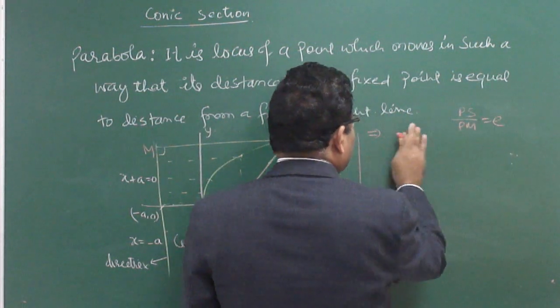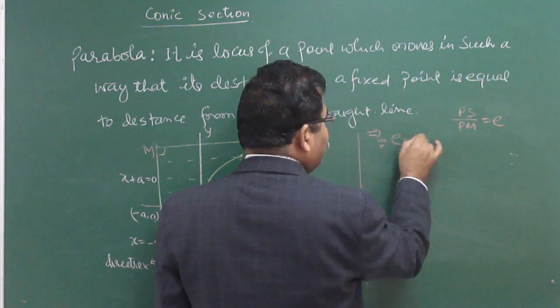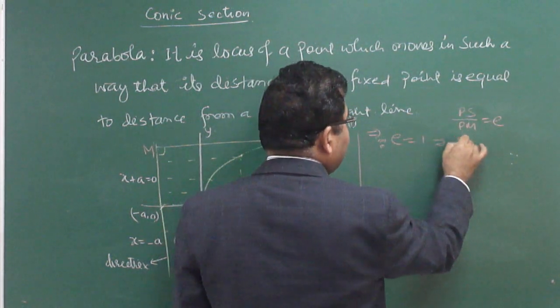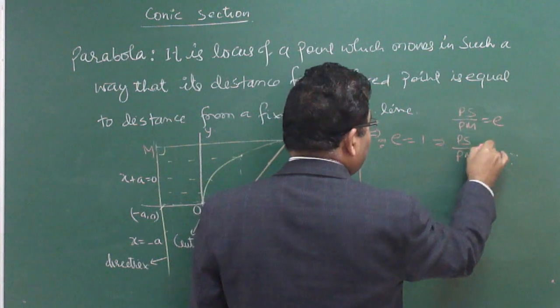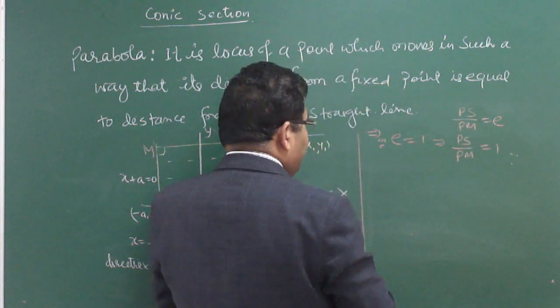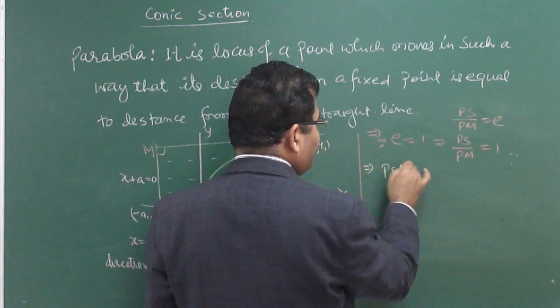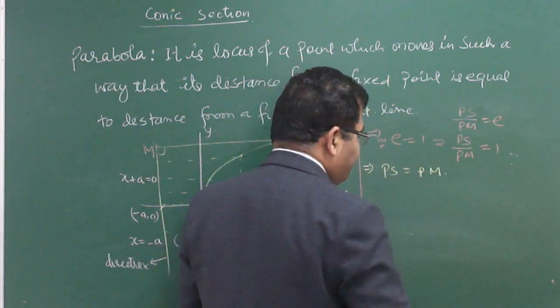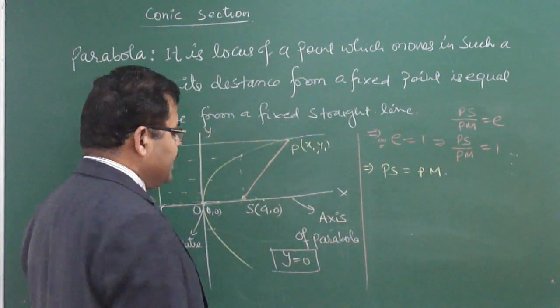Is equal to E. And since E is equal to 1, we can write PS by PM is equal to 1, and therefore PS is equal to PM. PS is equal to PM. That is the basic condition.